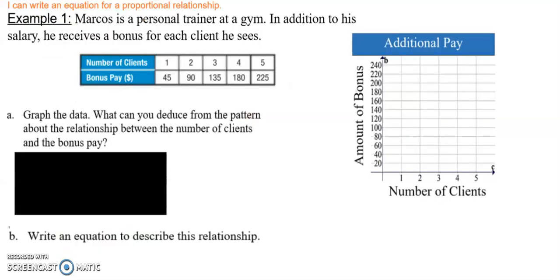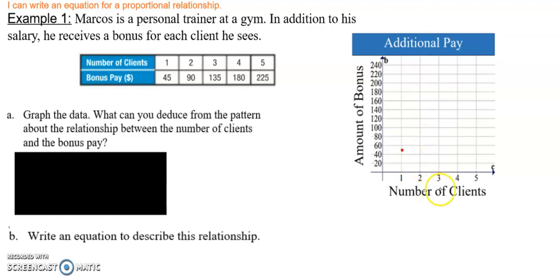Okay. So let's look at this first example. It's talking about Marcos, a personal trainer at a gym. In addition to his salary, he receives a bonus for each client he sees. So the first thing they want us to do is graph the data. So we have the table, they want us to graph it. So let's graph it. 1, 45, go right 1, up to 45.